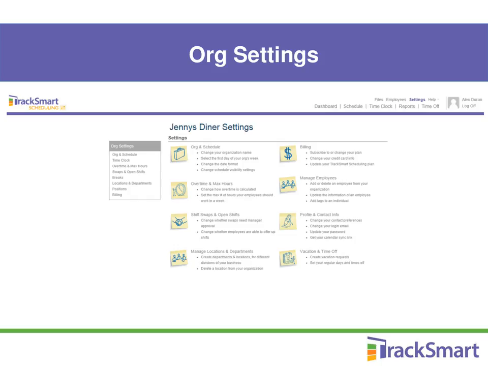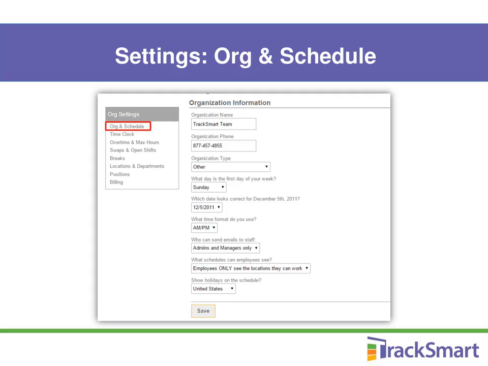The first settings that we'll be seeing today will be your organization settings. Here, if you signed up for a free trial and entered a test name and test phone number, you're able to update your account. Also, you have the option to see who can send these emails to the staff. You can either have the admins and managers only, or just the admins. What schedules can an employee see? They can see only their locations, or they can see all locations.